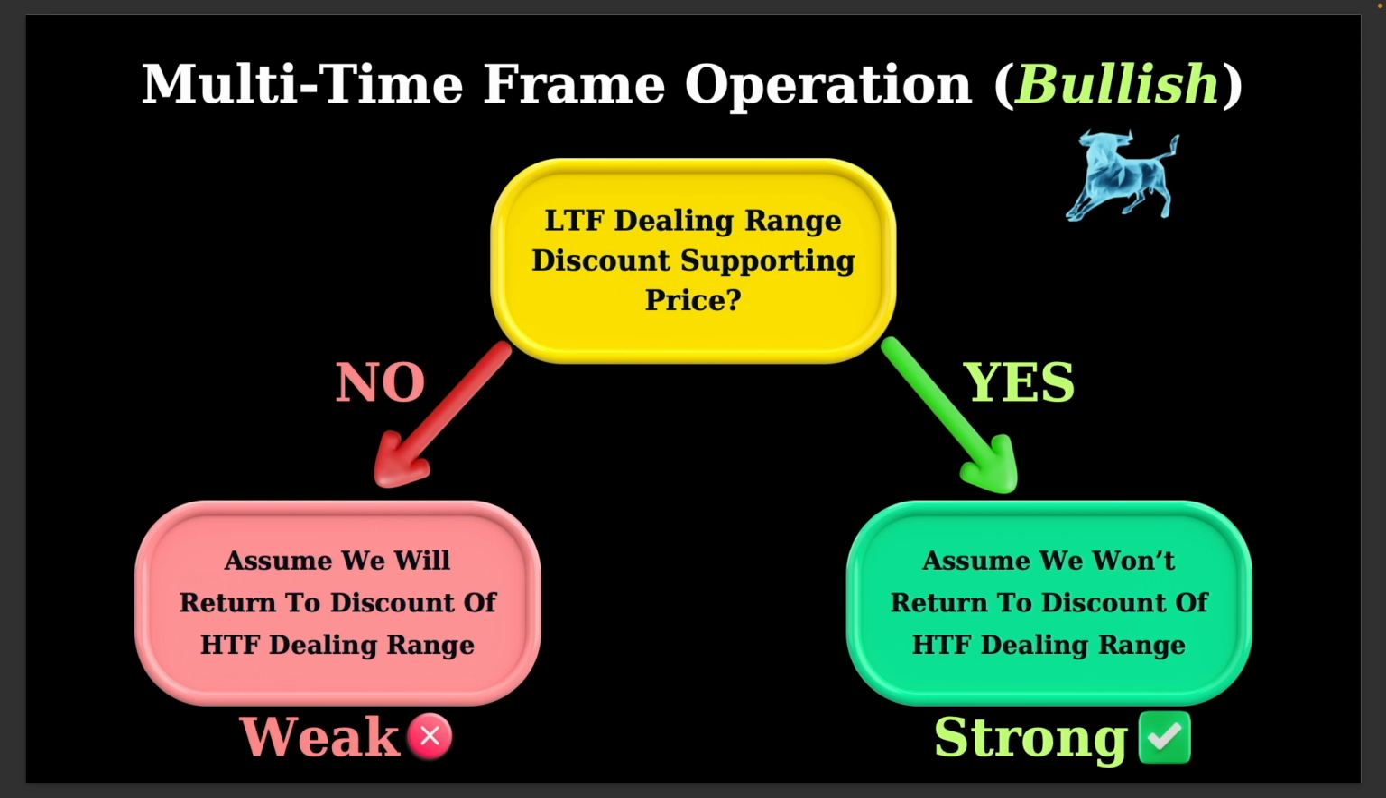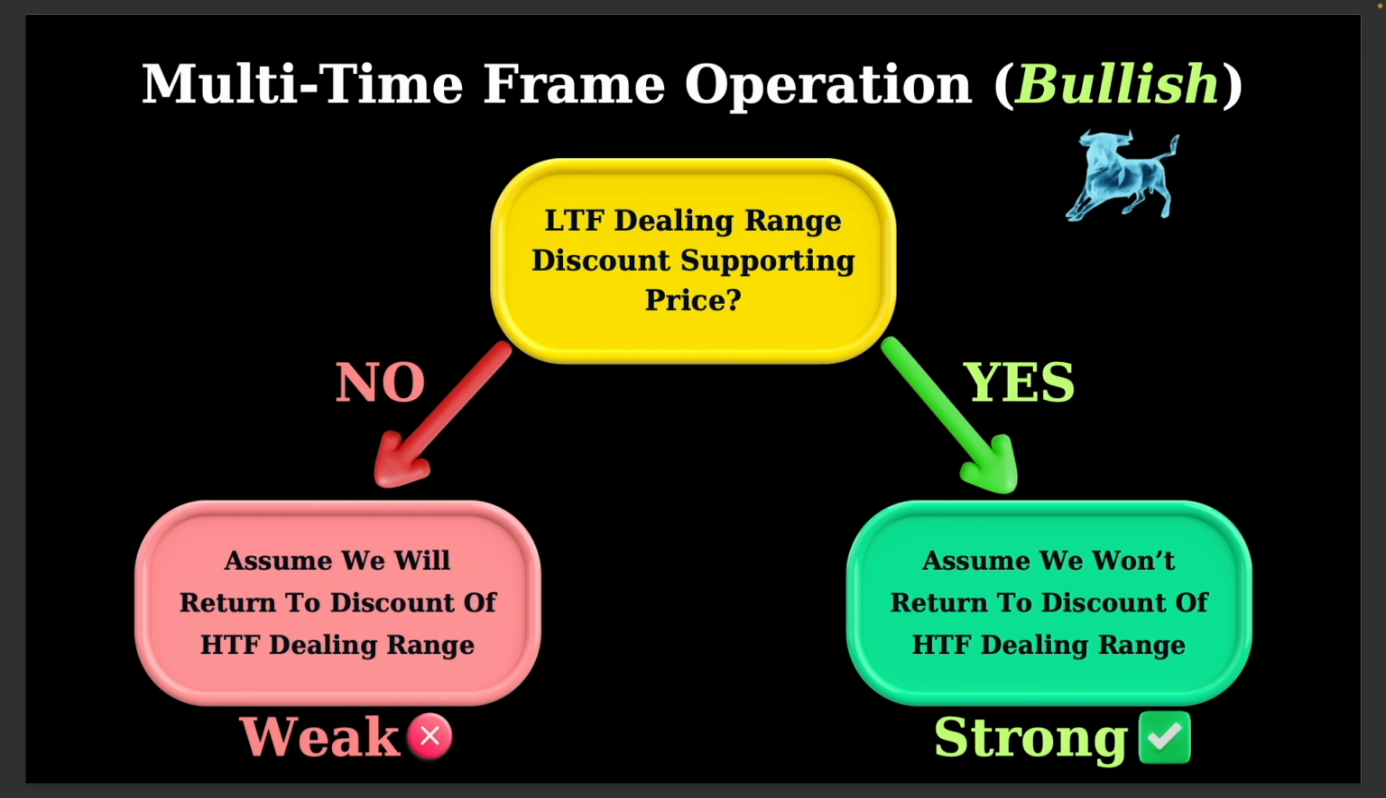Price would be weaker than we thought it was. On the other hand, if the hourly dealing range discount key reference points are showing signatures that it is supporting price, then we're going to assume that we won't return to a discount of the higher time frame dealing range discount. So again, if the hourly discount key reference points support price, we're assuming that we're not returning to a discount of the 4-hour dealing range, the daily dealing range, the weekly dealing range, and that all those PD arrays in those higher time frame dealing ranges should be breakaway gaps.